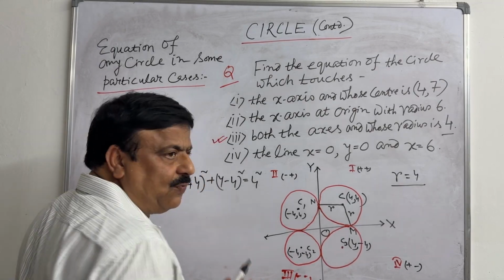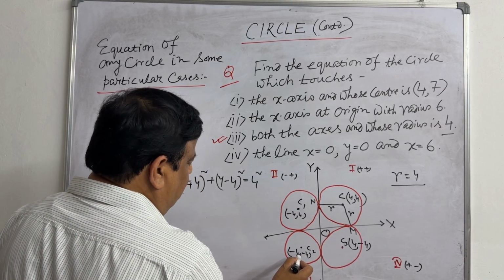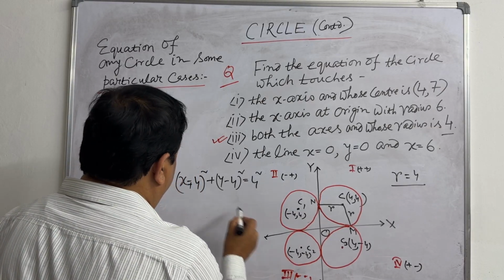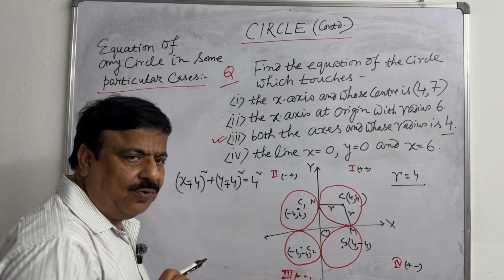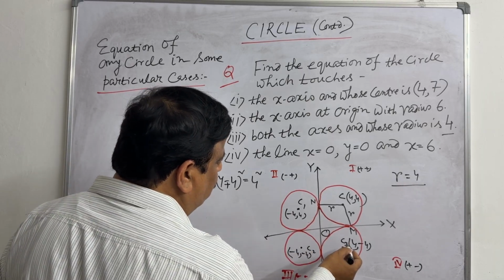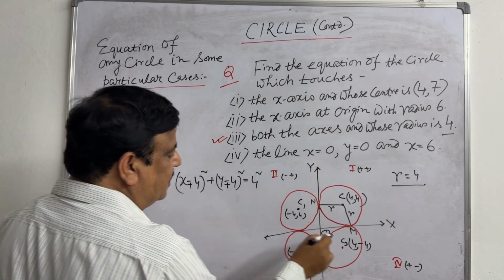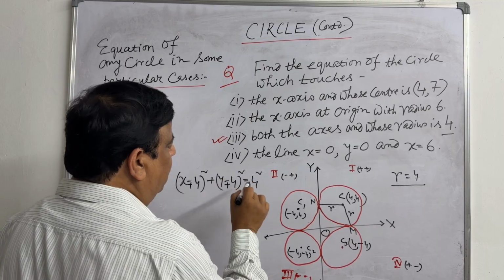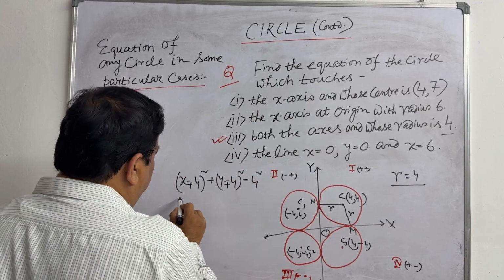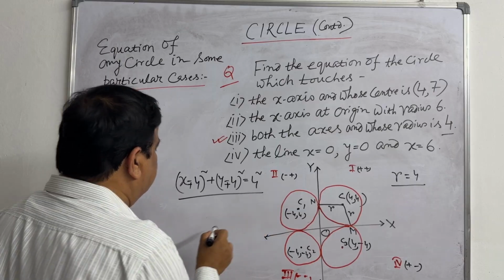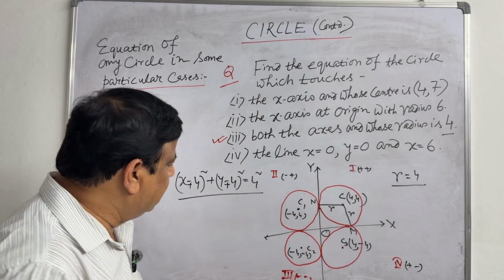And this will be y minus 4. If you consider the third quadrant, then x plus 4, and this will also be y plus 4. And if you consider the fourth quadrant, then (x minus 4) whole square plus (y plus 4) whole square is equal to 4 square. So if you consider both the signs, you will get 4 equations of the circle.